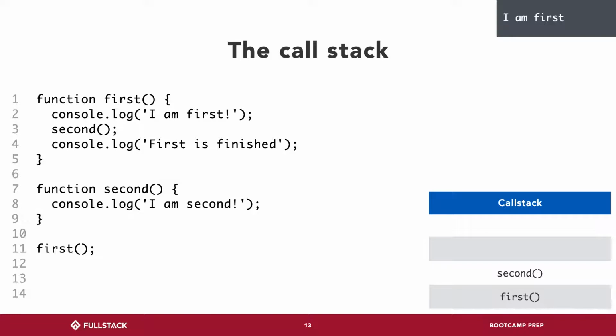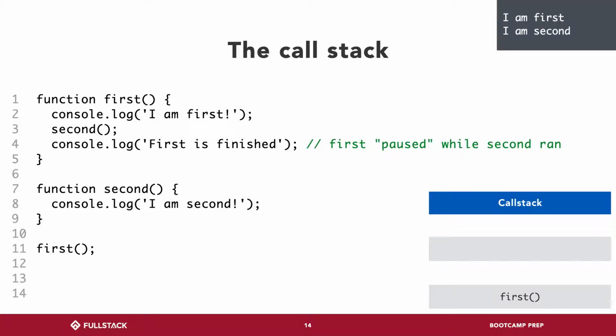First gets called, console logs "I am first, inside first." Second is being called, so second goes on the call stack, and first is not taken off the call stack because it is not done running. But now that second's on the call stack, JavaScript is like, all right, forget about first for a few seconds, let me call second. Second runs, you see in the console, "I am second." Then second is done running, so it's taken off the call stack. And this whole time, first was paused.